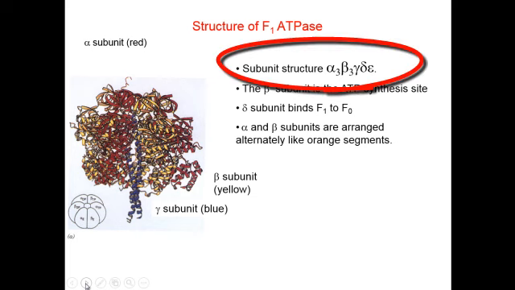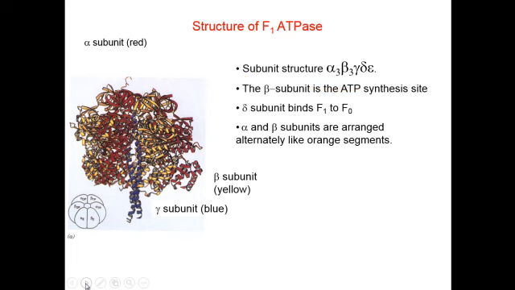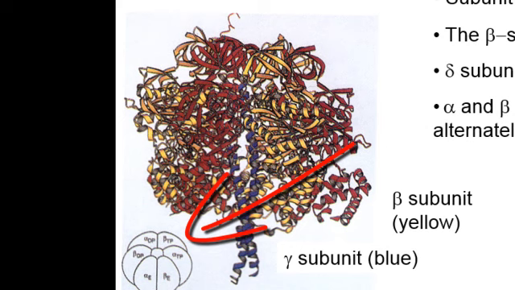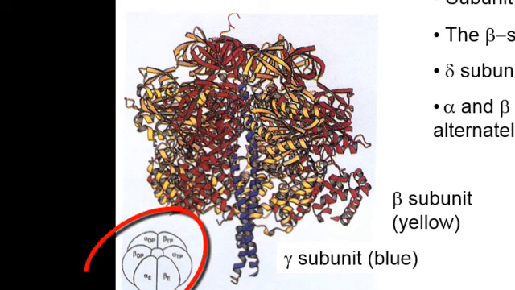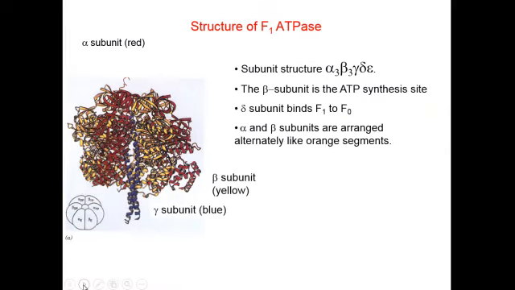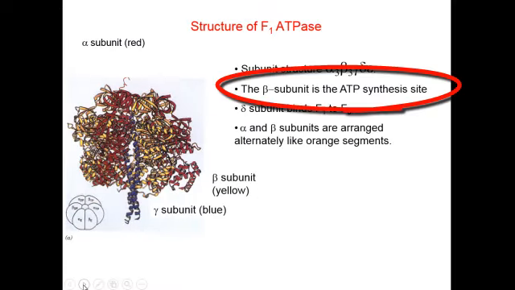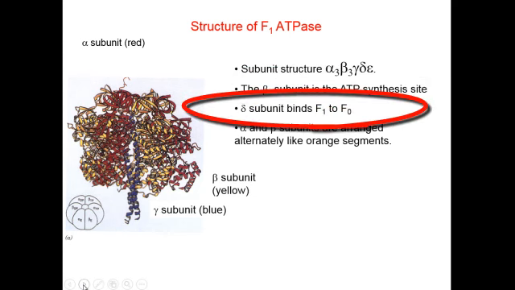The subunit composition is alpha 3, beta 3, gamma, delta, epsilon. So in other words, there are 5 different subunits, but there are 3 alpha subunits and 3 beta subunits. The alpha and beta subunits are arranged sort of like the segments of an orange, and on this slide here are shown in the red and the sort of orange color, and they are alternating. And so we would see an alpha, a beta, an alpha, a beta, an alpha, beta as we went around the structure. The beta subunit is actually the ATP synthesis site. We can see the delta subunit is actually involved in binding the F1 to the F0 domain.